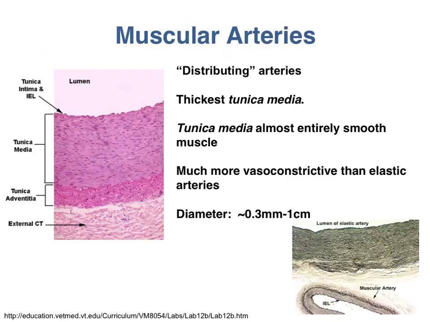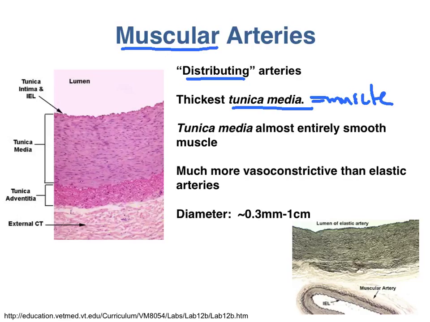Most of the named arteries in the body are muscular arteries. The muscular arteries are referred to as distributing arteries because they take the blood from the large elastic arteries and carry it out to the smaller regions of the body. The muscular arteries have the thickest tunica media of all the arteries. Remember, the tunica media is the muscular layer of the arteries and blood vessels. This thick tunica media is the reason why these are referred to as the muscular arteries.